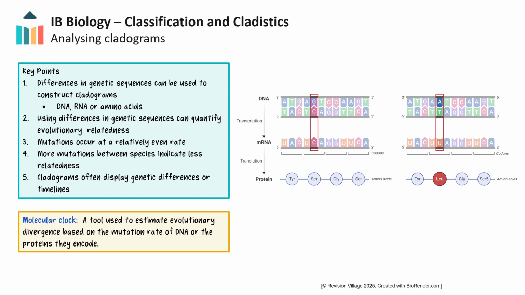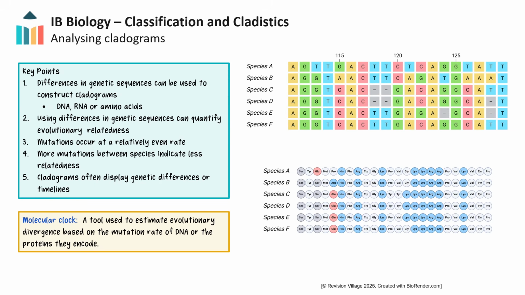Using genetic sequences can also give an estimated time of speciation as mutations occur at a relatively even rate. This is what is referred to as a molecular clock. And although it's not precise, it can give an estimated time frame of speciation. If more mutations have accumulated between two different species, they are less related versus species that have had less differences accumulate. Cladograms will often display a number indicating the differences in either a DNA, RNA, or amino acid sequence, and this information is valuable in building cladograms.